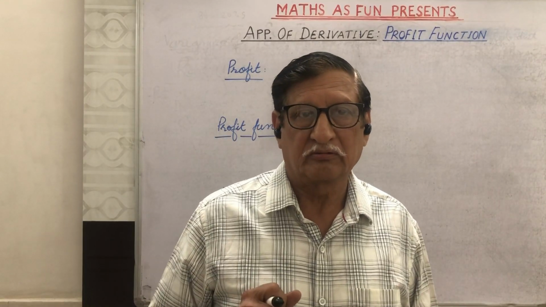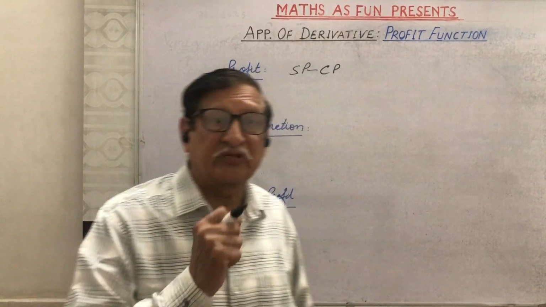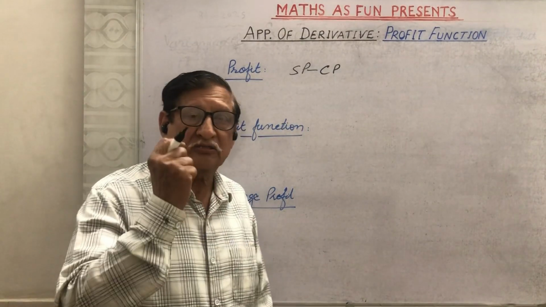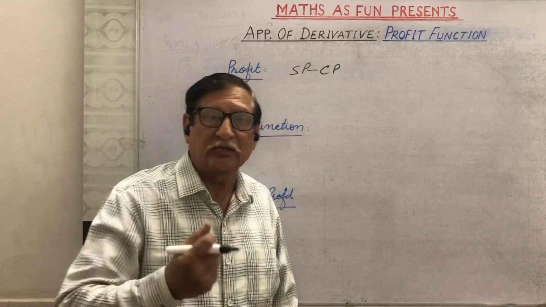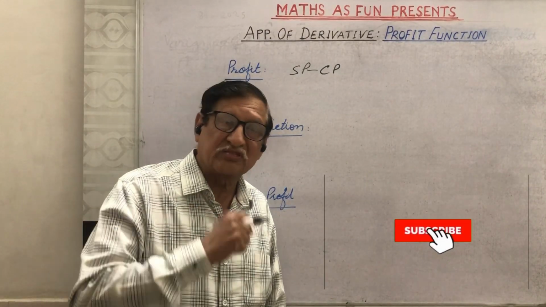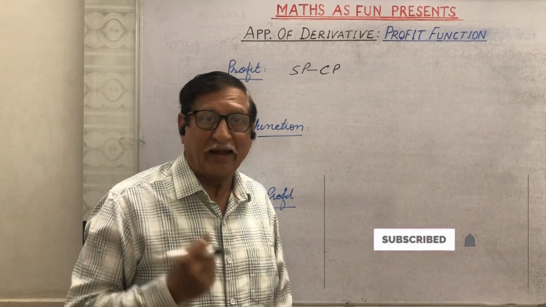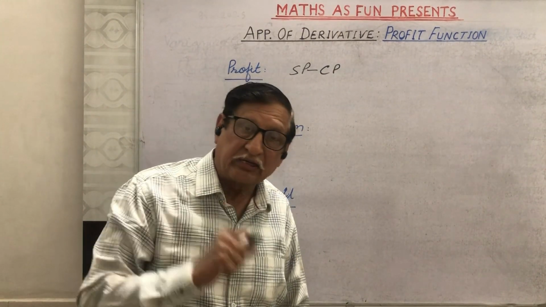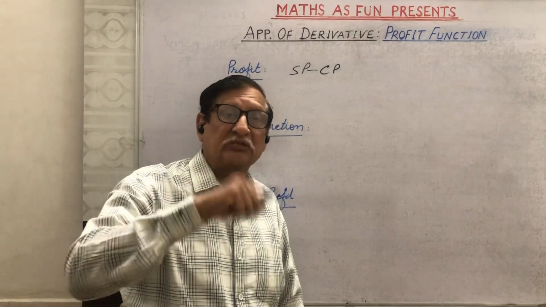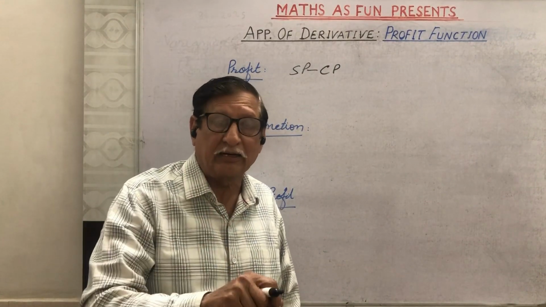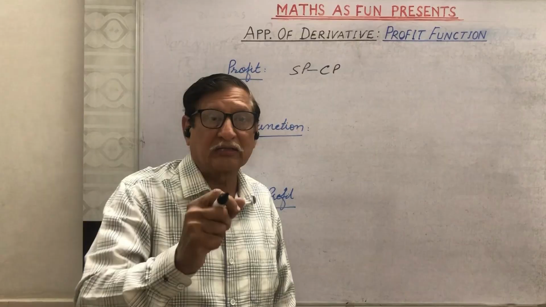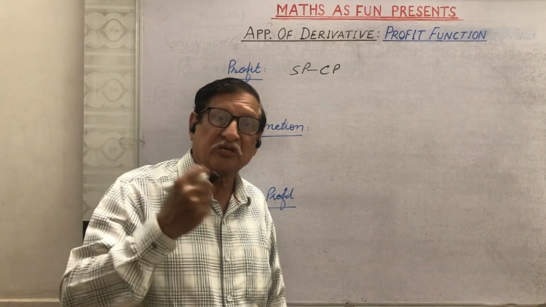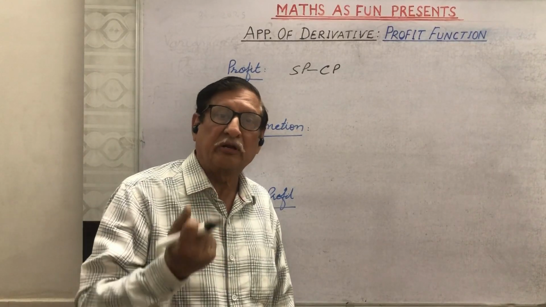What is the profit? When we sell some of the item, then the selling price we find is more than the cost price. Then we say this is a profit. And the profit is the difference between the selling price and the cost price. But in case the cost price is more than the selling price, it means we are selling the commodity at a lower price than the cost price. Then we say there is a loss or we say negative profit.